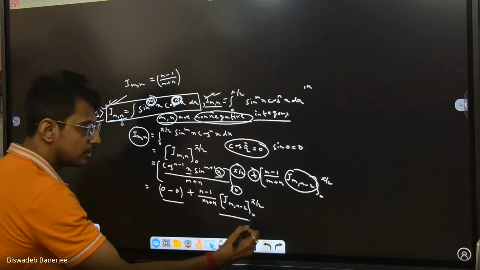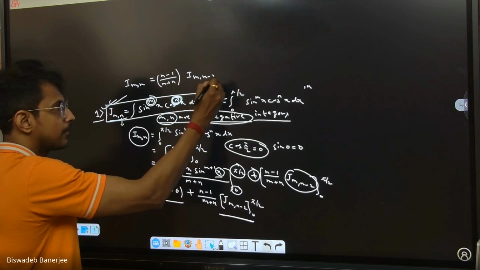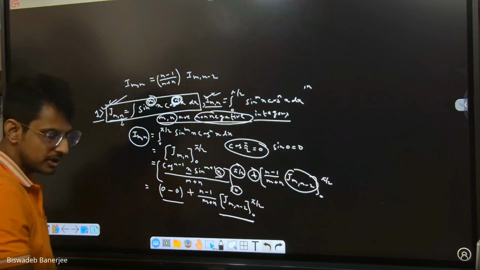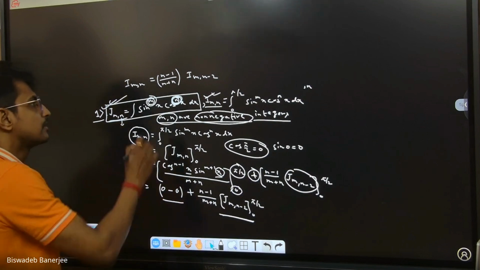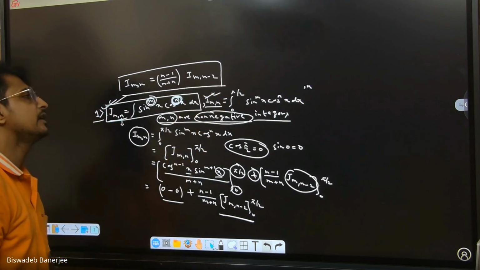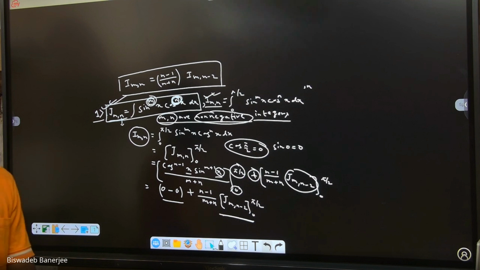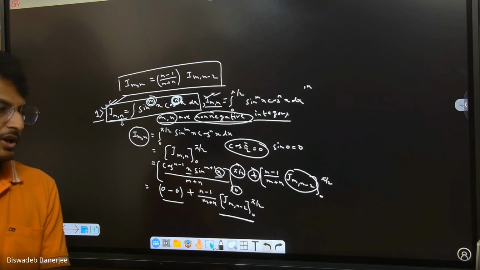And if we put limit over j, we shall get I. That means my I_{m,n} becomes (n minus 1) by (m plus n) into I_{m,n minus 2}. Anyone, if you find any problem, you can ask me. Just write down the calculation.